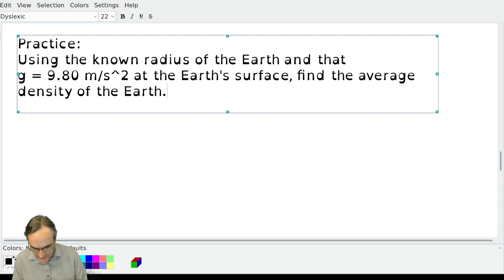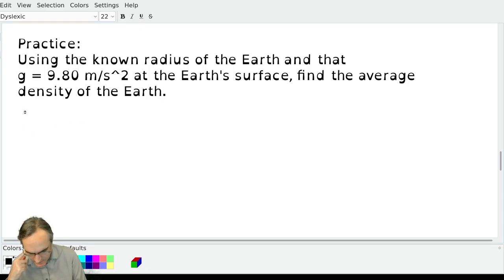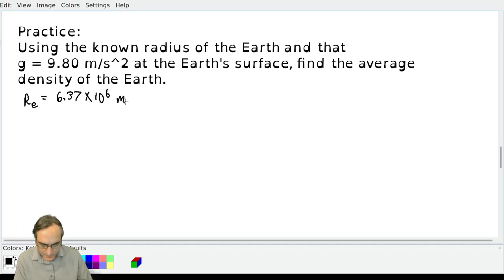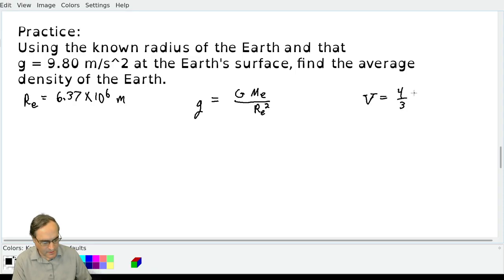All right, so the additional given we're going to need here is just the mean radius of the Earth, which will take us 6.37 times 10 to the 6 meters. All right, so let's start with what we know. g is going to be equal to big G times the mass of the Earth over r squared, or specifically radius of the Earth squared. But that's not what we want. We want to know something about the average density of the Earth. So we're going to treat the Earth as though it is approximately a sphere, and a sphere has a volume of 4/3 pi r cubed.